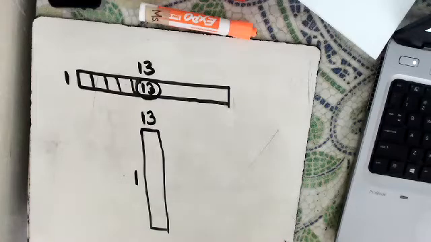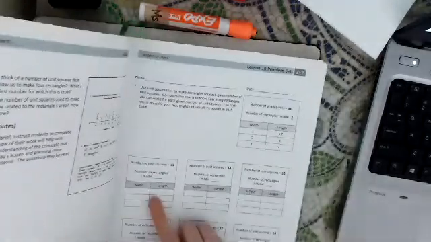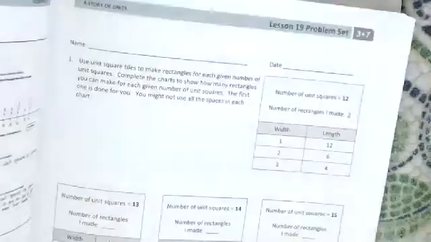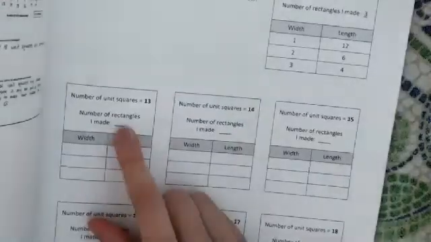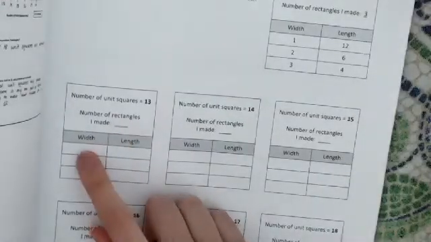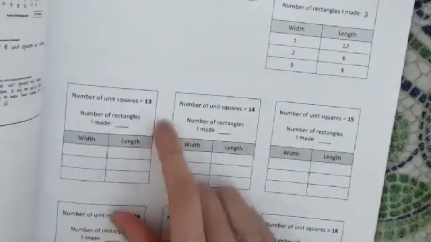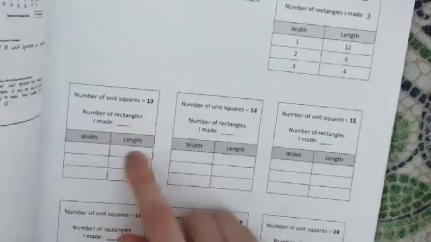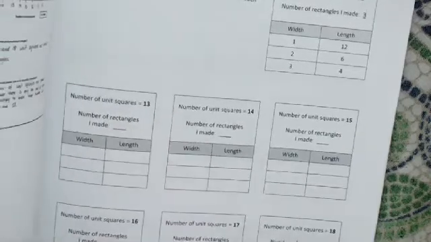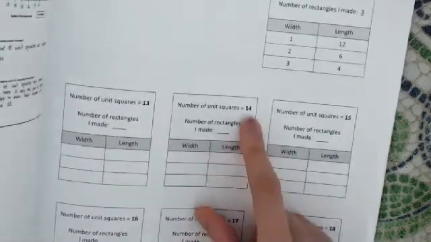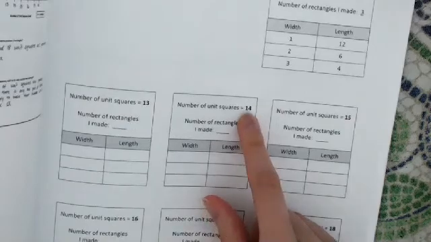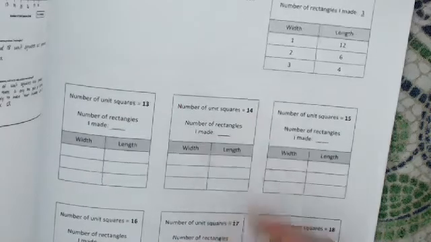So are we actually filling out the entire chart for this one, for 13? No. All you're writing for this one is that you made one rectangle and the width is 1 and the length is 13. This one, you're only filling out one part of this chart. What about the next one, 14? Can you think of some more numbers that will multiply to 14?